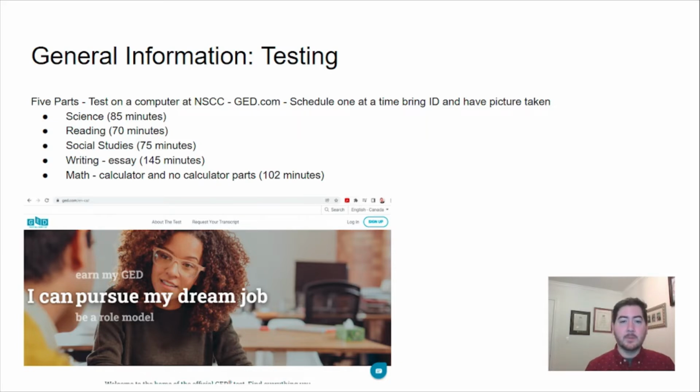When you go up, if you're going to NSCC, take your ID, prepare to have your picture taken because they're going to take your picture every time you go there.